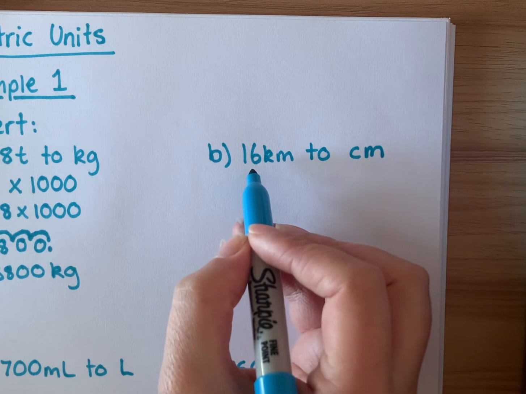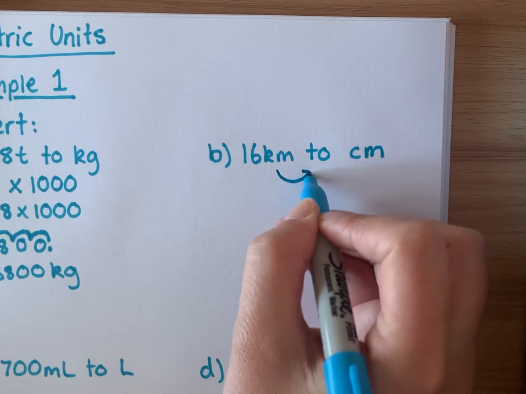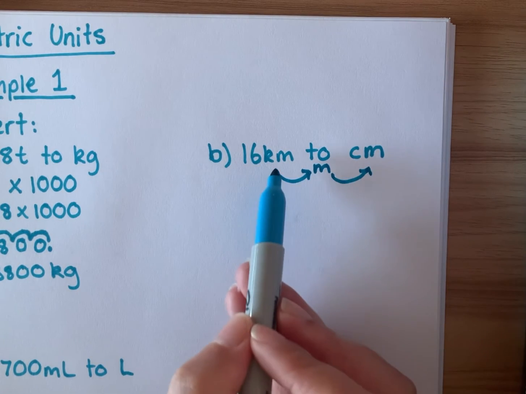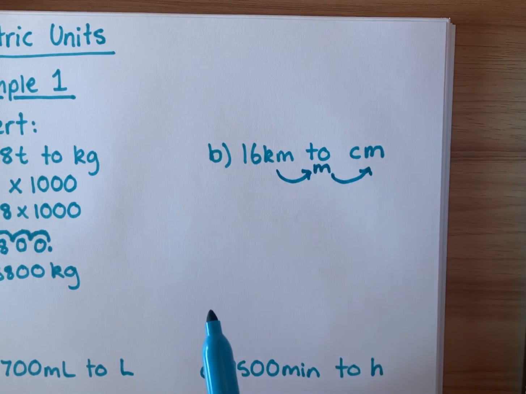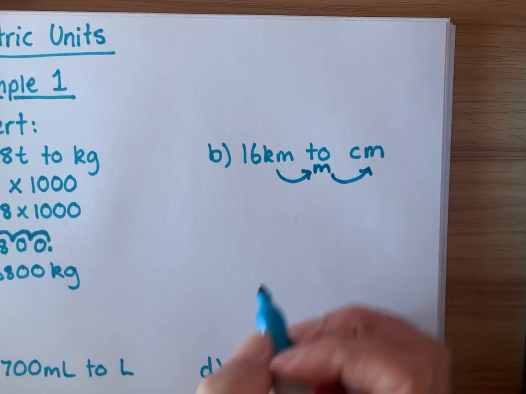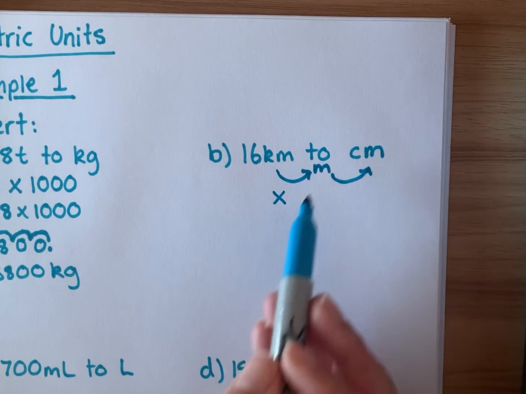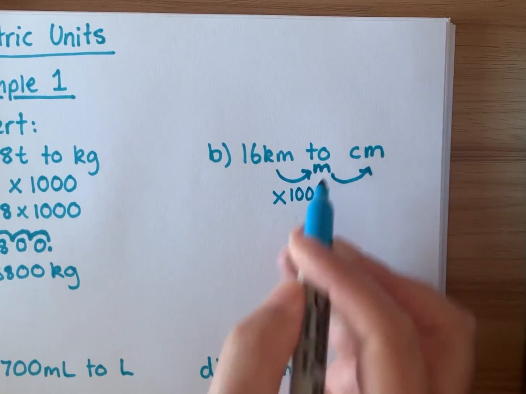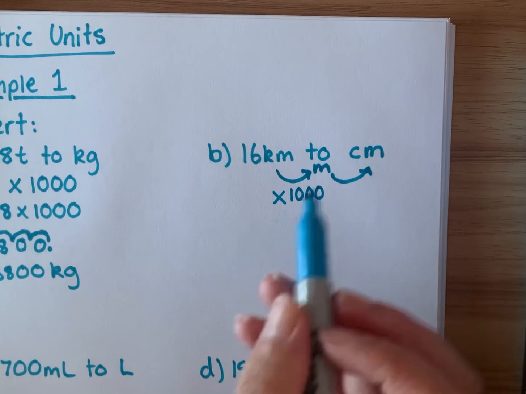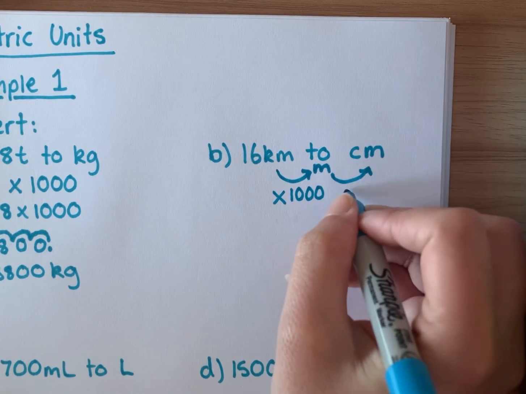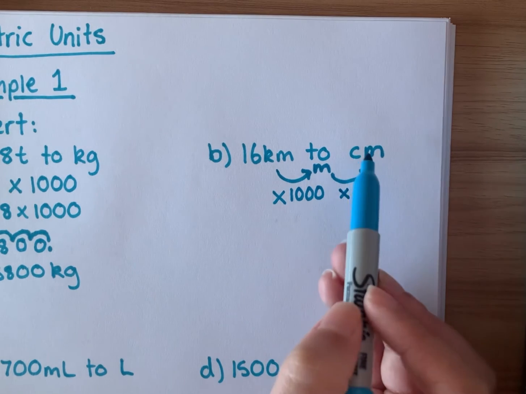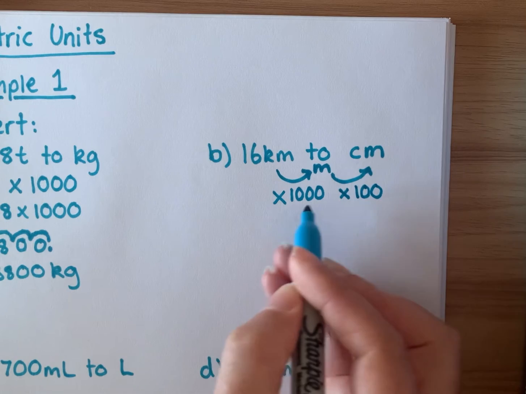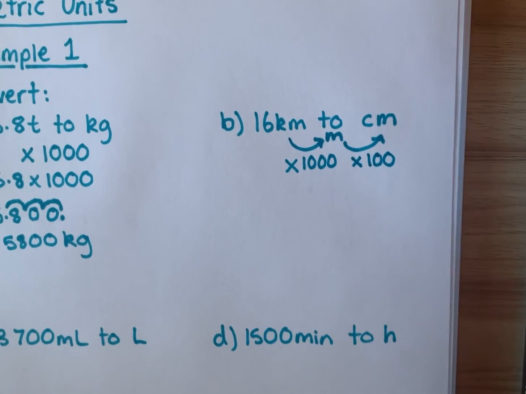So if I wanted to change kilometers to meters, and then meters to centimeters, well, I'm going from kilometers to meters first. So it's going to a smaller unit. So I need to multiply by something. How many meters are there in a kilometer? 1,000. So to get to meters, I need to multiply by 1,000. And then I'm going to an even smaller unit, so I need to multiply again. How many centimeters are there in a meter? 100. So I need to perform 2 operations to do this problem.